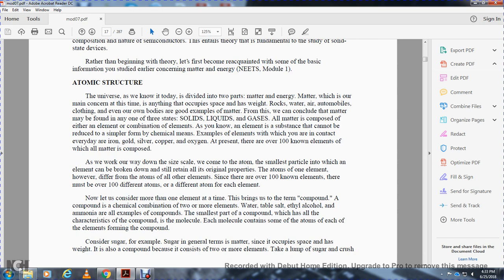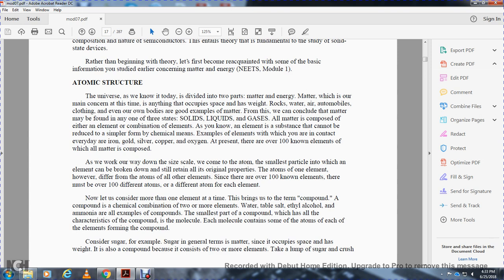As you know, an element is a substance that cannot be reduced to a simpler form by chemical means. Examples of elements we come in contact with every day are iron, gold, silver, copper, and oxygen. At present, there are only about 100 known elements of which all matter is composed. As we work our way down the size scale, we come to the atom, the smallest particle into which an element can be broken down while still retaining the original properties of the element.